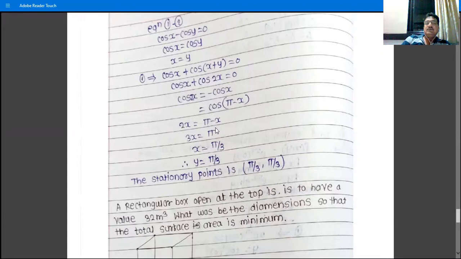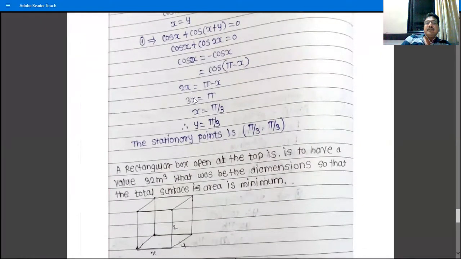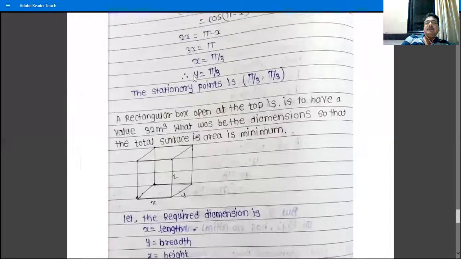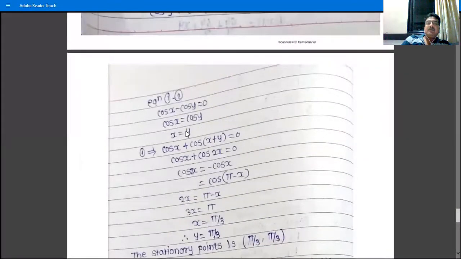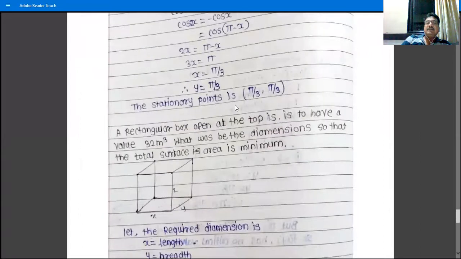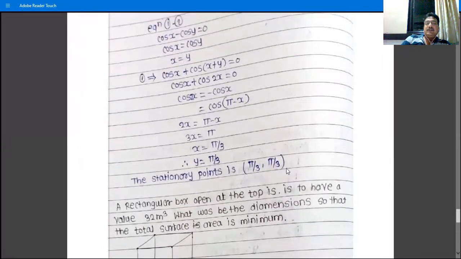So I cancel the cos x, so 2x is equal to pi minus x, 3x is equal to pi, x is equal to pi by 3. And if you substitute x equal to pi by 3, x and y are both the same, so y is also pi by 3, and therefore the stationary point or critical point is pi by 3, pi by 3.